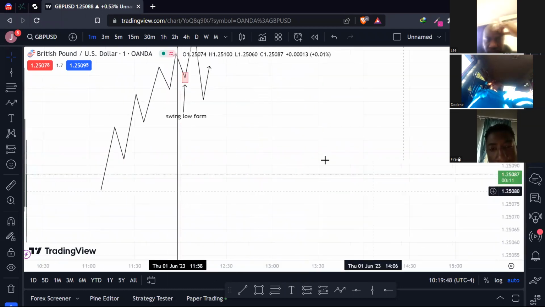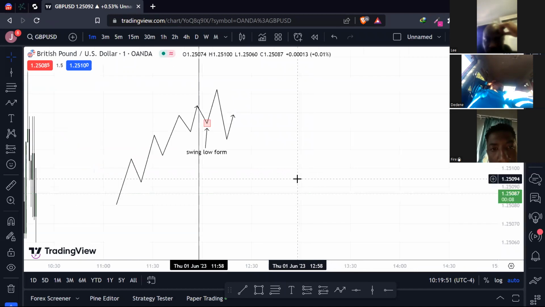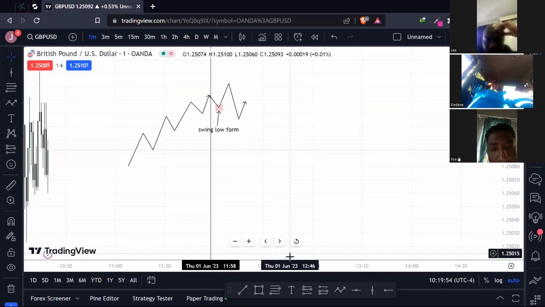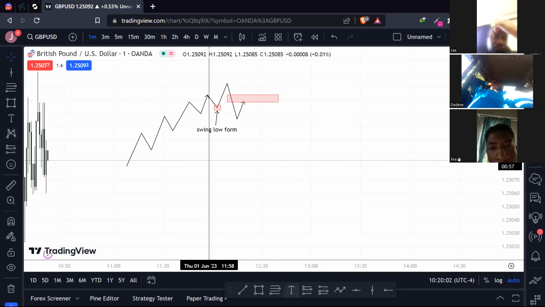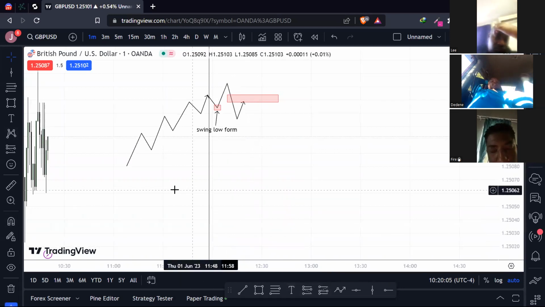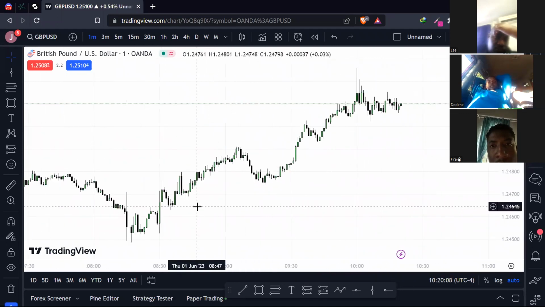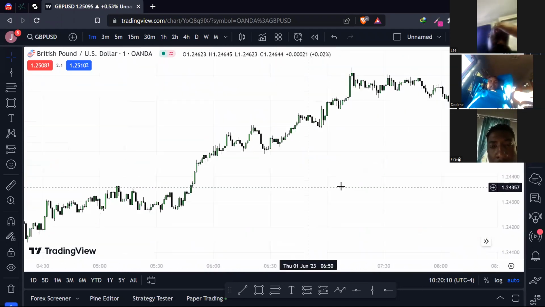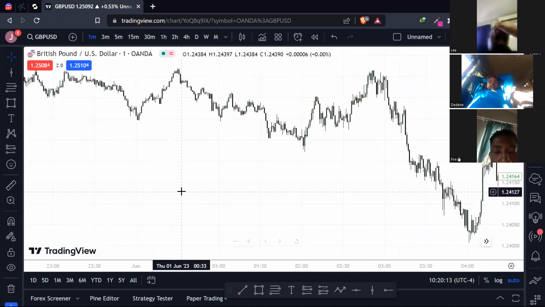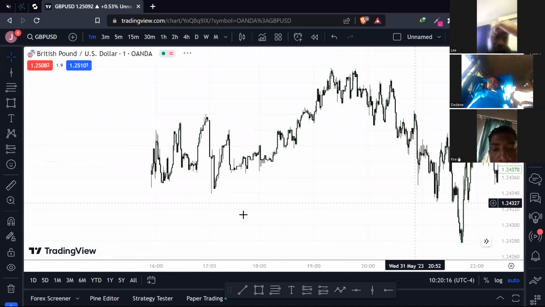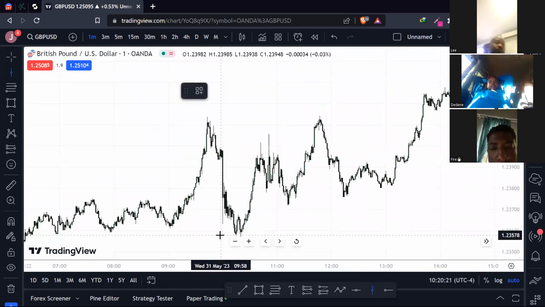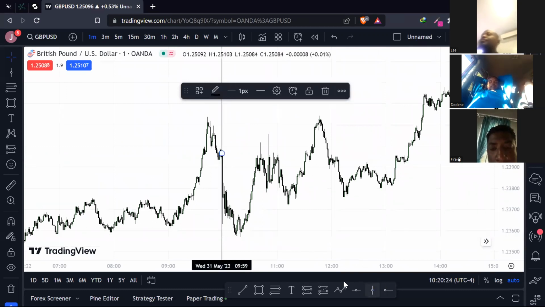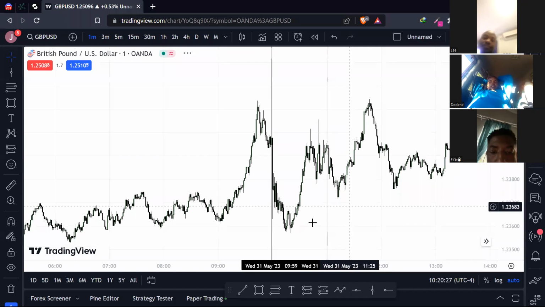Right. Now I will teach you the fair value gap right here, the FVG. Before that, I'll show you some examples here. Let's go to 10 and 11 a.m. So this is our entry model.